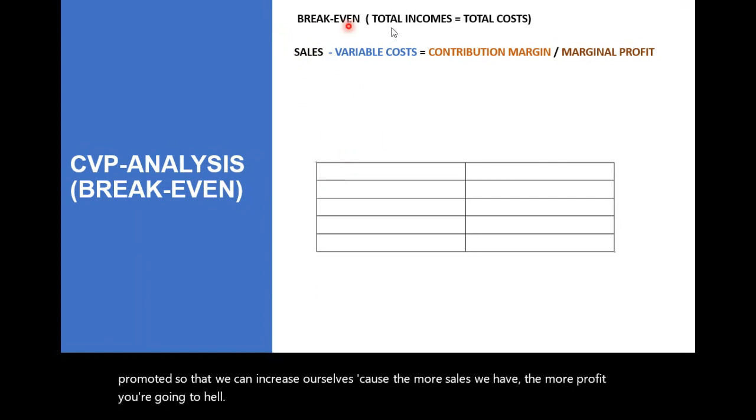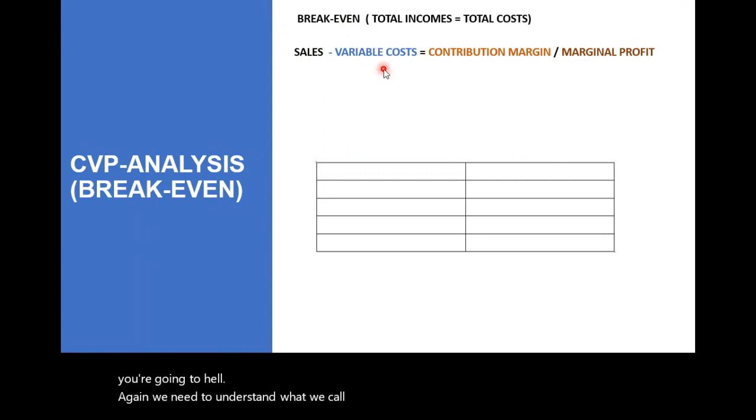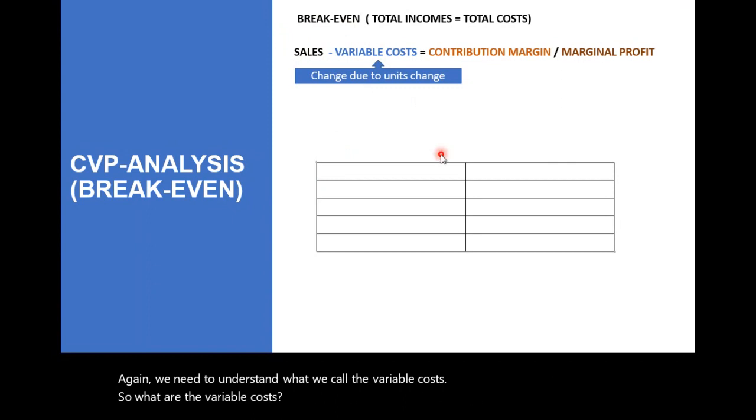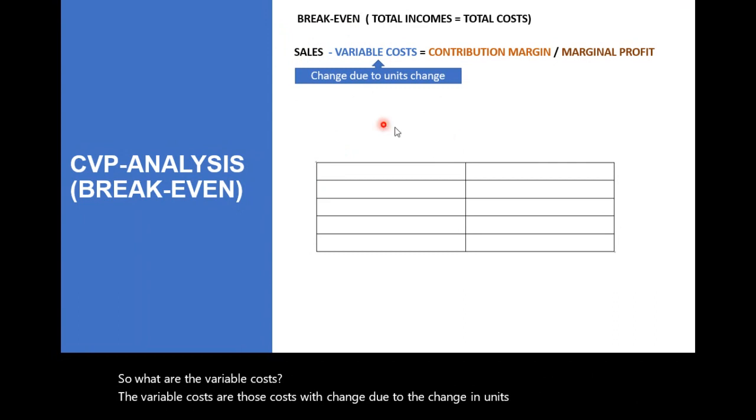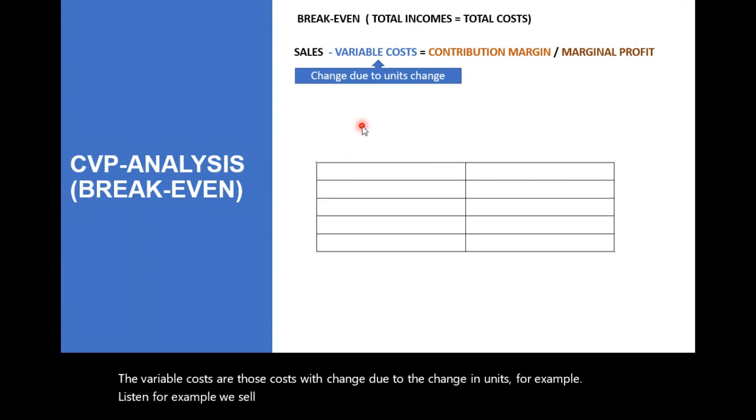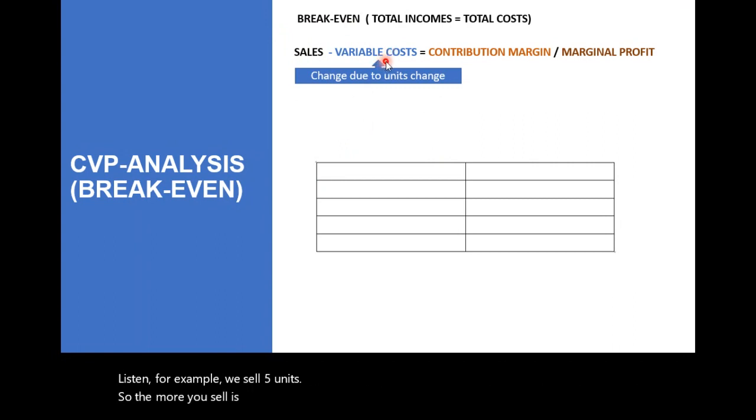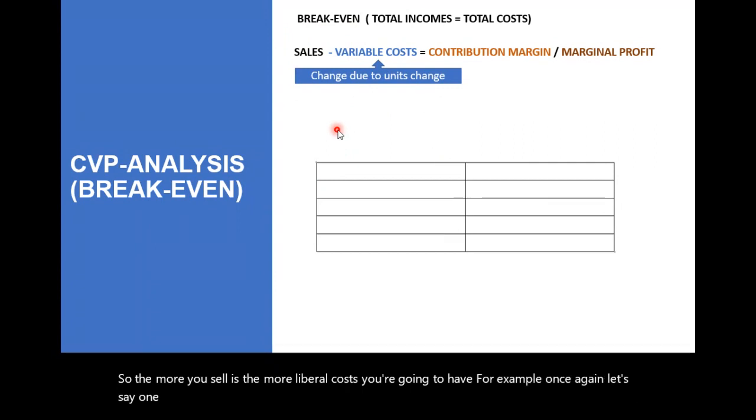Again, we need to understand what we call the variable costs. So what are the variable costs? The variable costs are those costs which change due to the change in units. For example, let's say we sell 5 units. The more you sell, the more variable cost you are going to have. Let's say 1 unit costs me 5 cents to sell. So if I sell 2, it's going to cost me 10.